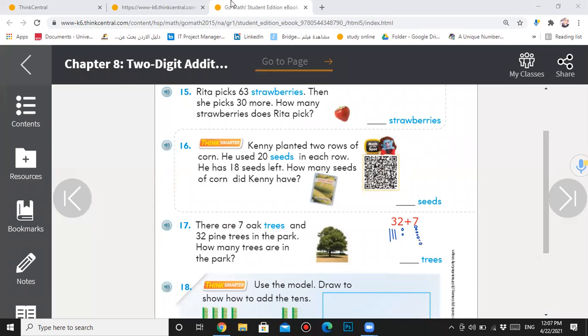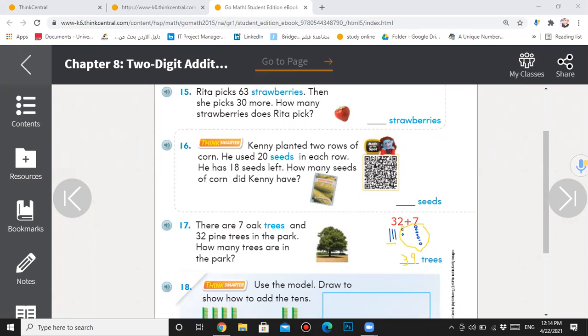Now I can add them together. 32 plus seven. Now we're gonna add the ones together. Okay, gonna change the color. Let's add the ones together, the circles together. Now I have seven and two. One, two, three, four, five, six, seven, eight, nine. I have nine ones, and how many in tens? Three in tens. So the answer is 39.